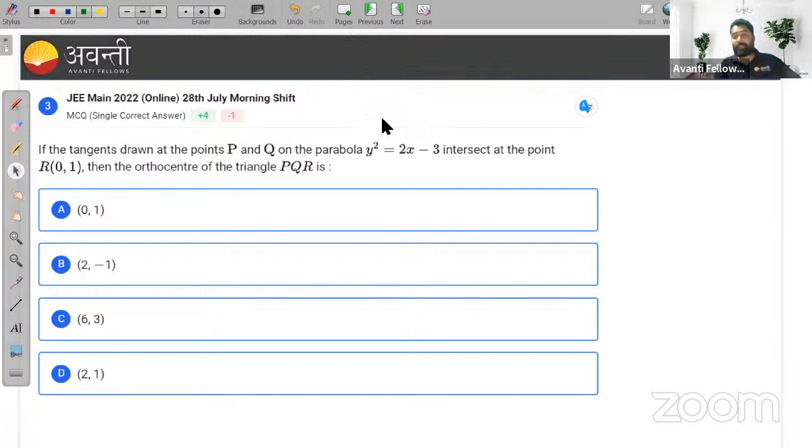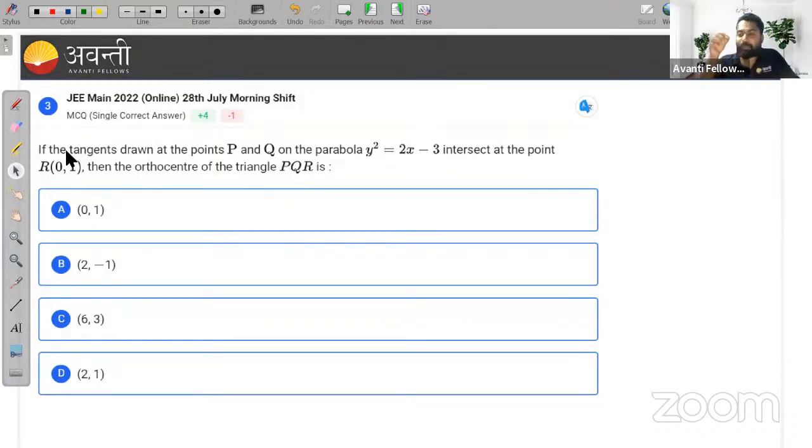So what is being asked in the question? It is asking: if the tangents drawn at the points P and Q on the parabola y square is equal to 2x minus 3, right, intersect at the point R, whose coordinate is (0, 1), then the orthocenter of the triangle PQR.